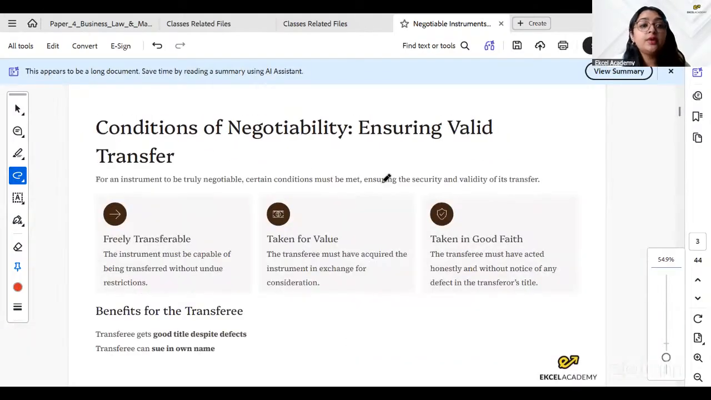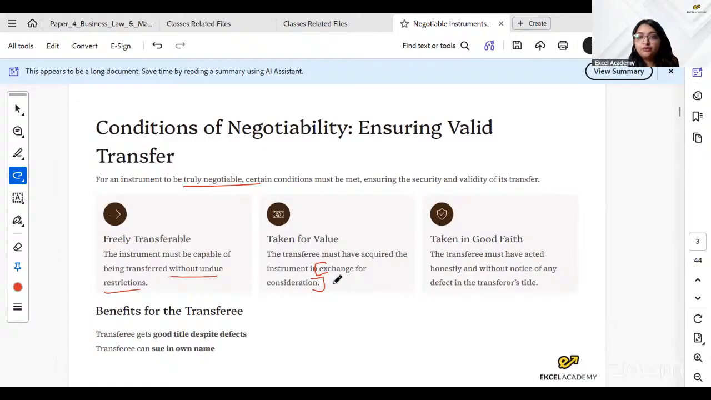Conditions of negotiability. First, you need to ensure a valid transfer. For an instrument to be truly negotiable, certain conditions must be met. The instrument must be capable of being transferred without undue restrictions. We'll get to the concept of transfer in the chapter. Second, taken for value: the transferee must have acquired the instrument in exchange for consideration. There should be some amount of money involved which adds value to your negotiable instrument. Third, taken in good faith: the transferee must have acted honestly and without notice of any defect in the transferor's title.